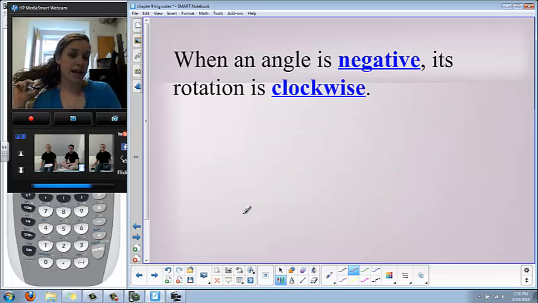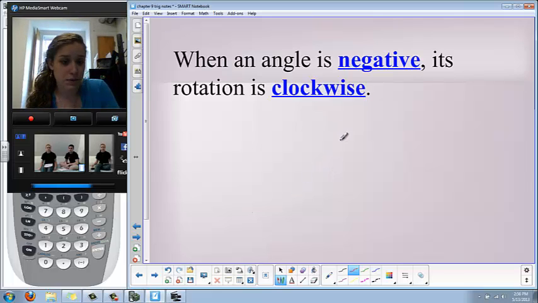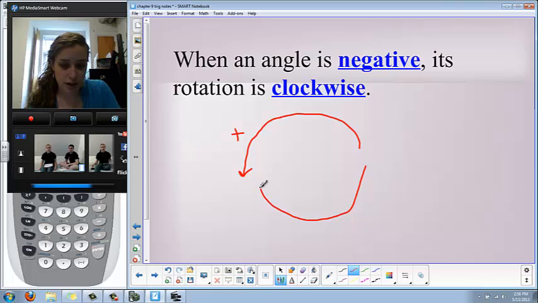When an angle is negative, its rotation is clockwise. That's pretty easy considering I just told you that counterclockwise like this is positive and clockwise is negative. It seems backwards from what we think it should be, but in reality, it kind of makes sense based on what I told you about the quadrants. Okay, so this is the positive direction going counterclockwise. This is the negative direction. See? So easy.